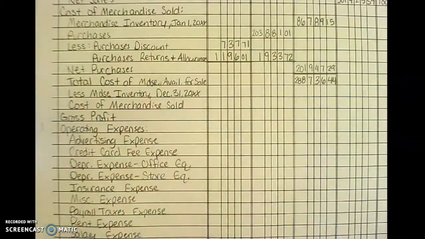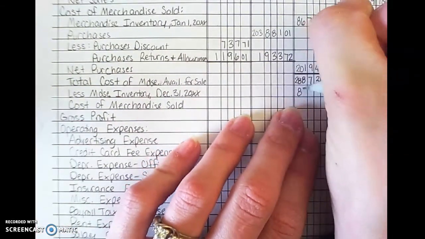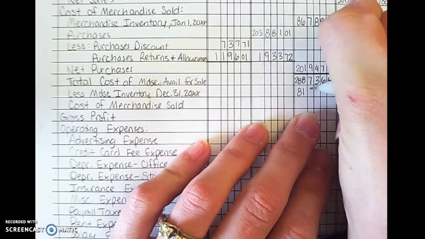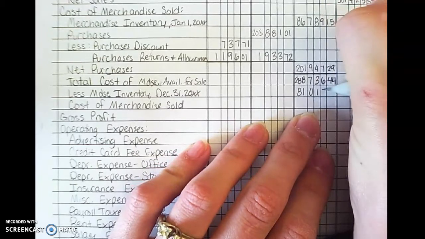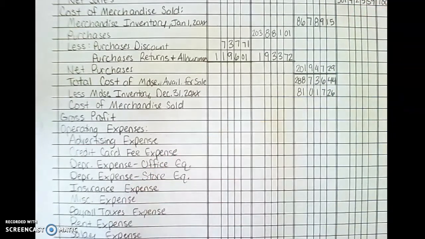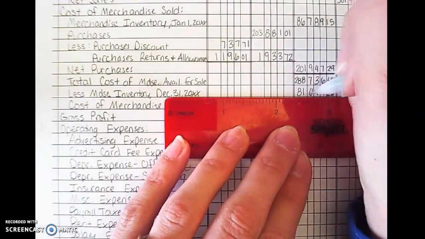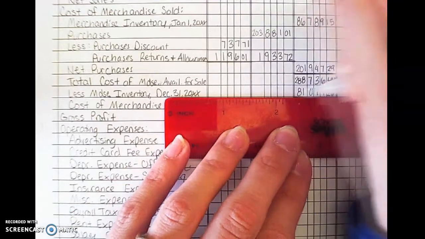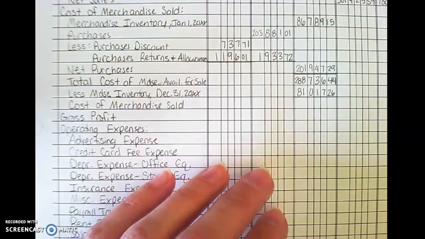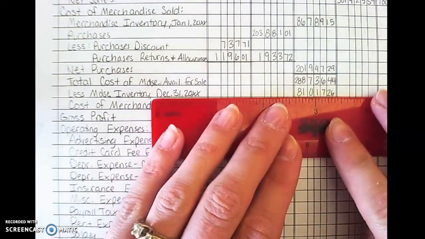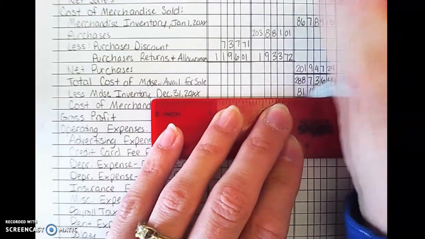So the 81,000 and then $17.26. That is the amount of merchandise we currently have in our store right now. Go ahead and draw a single line. I'll make it a little bit darker or thicker so you can see it better.